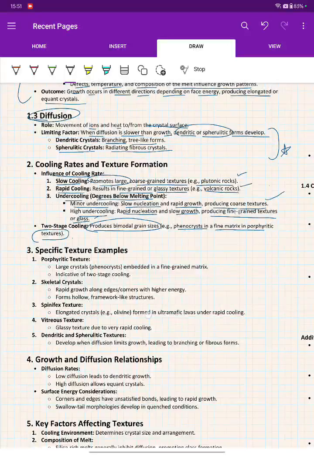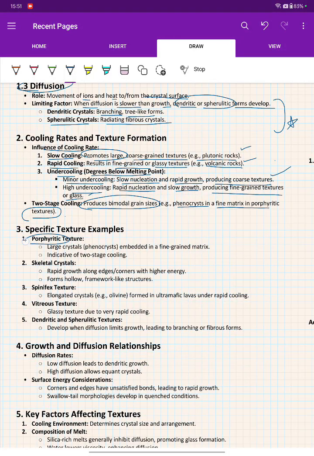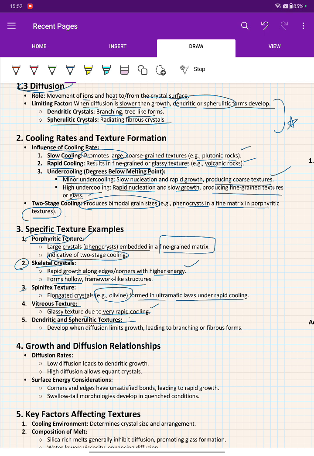Now we have specific texture examples. Porphyritic: large crystals, phenocrysts, embedded in a fine-grained matrix. It indicates two stages of cooling. Skeletal crystals: rapid growth along edges and corners with very high energy. It forms a hollow framework-like structure. Spinifex texture is elongated crystals, for example olivine, formed in ultramafic lavas under rapid cooling. Vitreous texture: glassy texture due to very rapid cooling. Dendritic and spherulitic textures develop when diffusion limits the growth, and it leads to branching or fibrous forms.